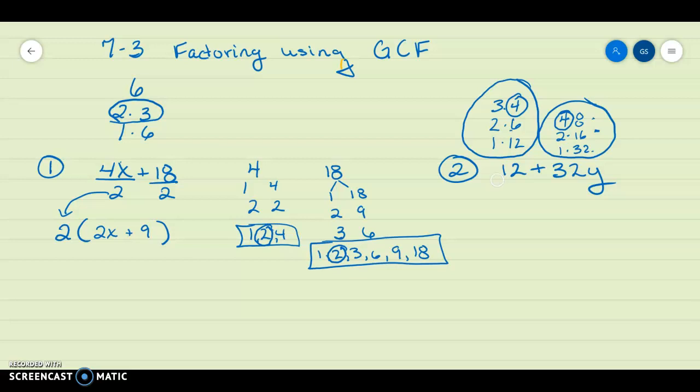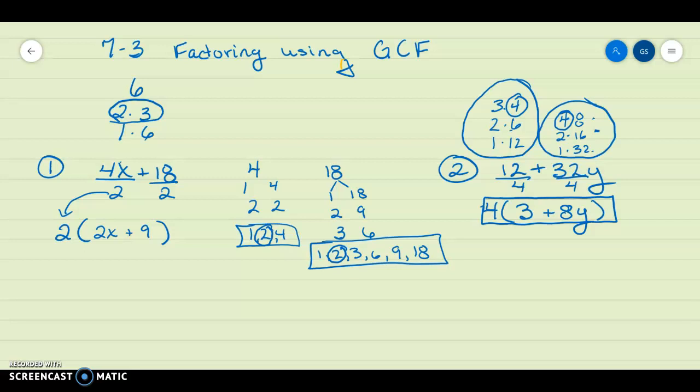So we're going to write the 4 on the outside of a parentheses. Then you're going to divide each piece by that 4, and you're going to get 3 plus 8y. And this is just saying that 4 times (3 plus 8y) equals 12 plus 32y. You're just writing the same thing in two different ways.